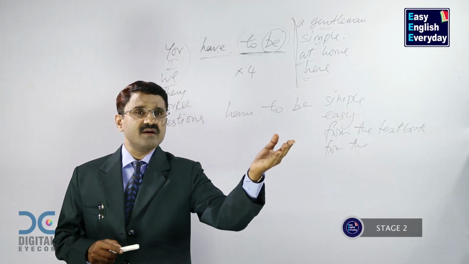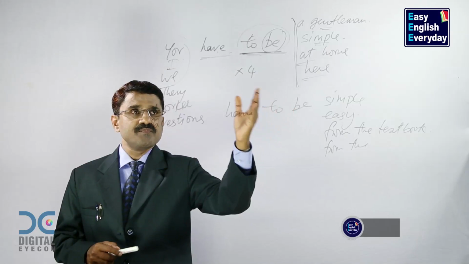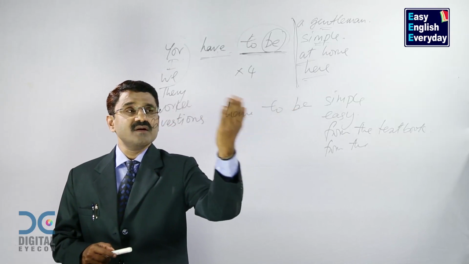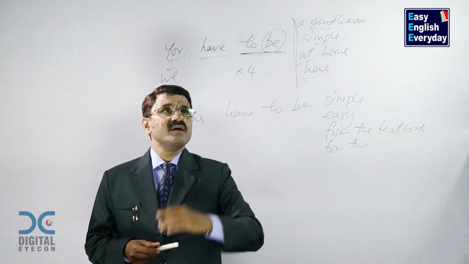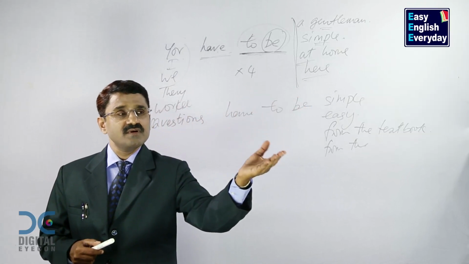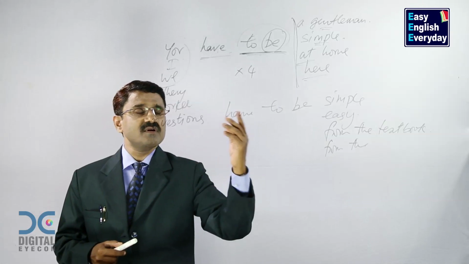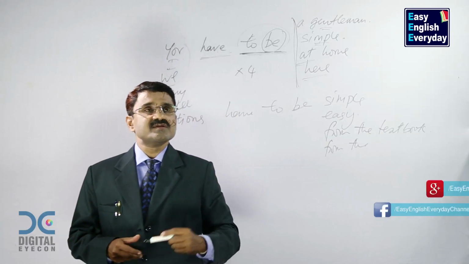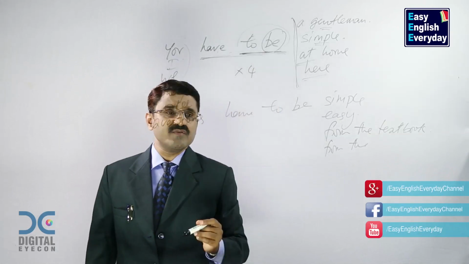They have to be here. They don't have to be here. Do they have to be here? Don't they have to be here? They have to be active. They don't have to be active. Do they have to be active? Don't they have to be active? So this is how you can make use of have.